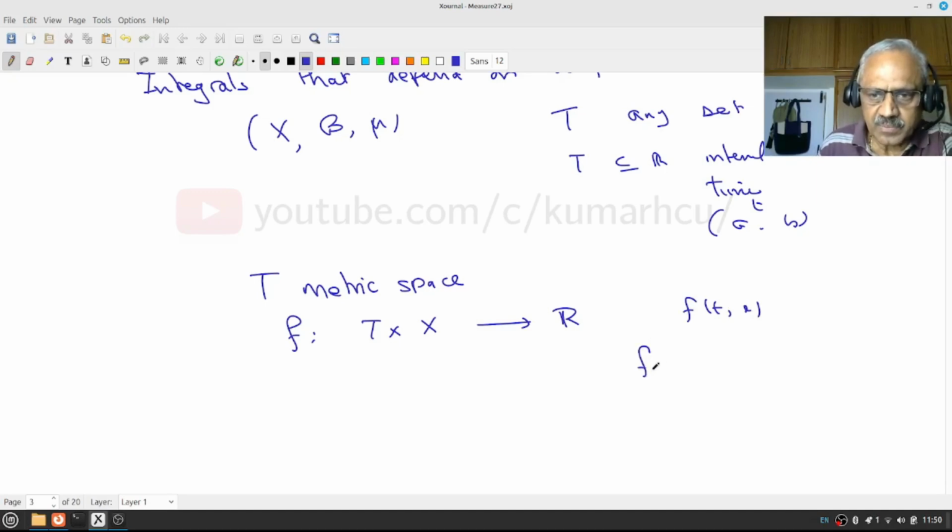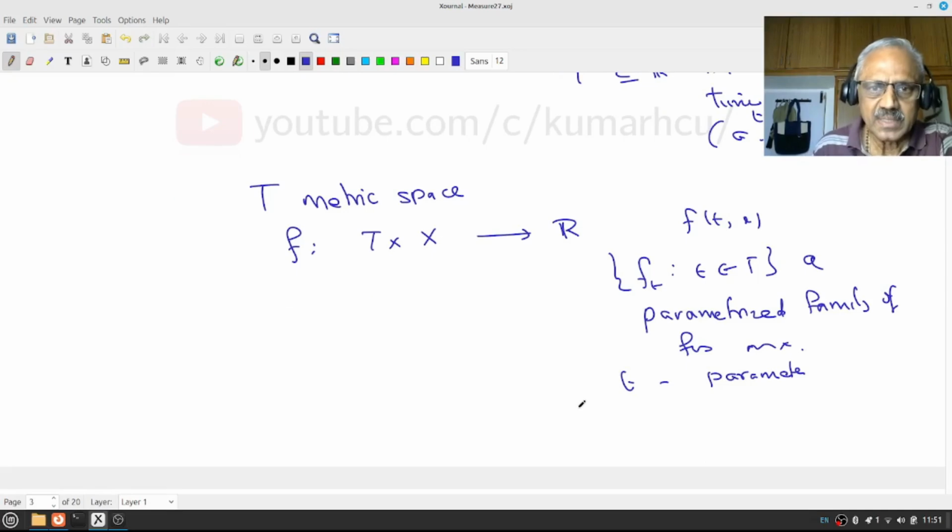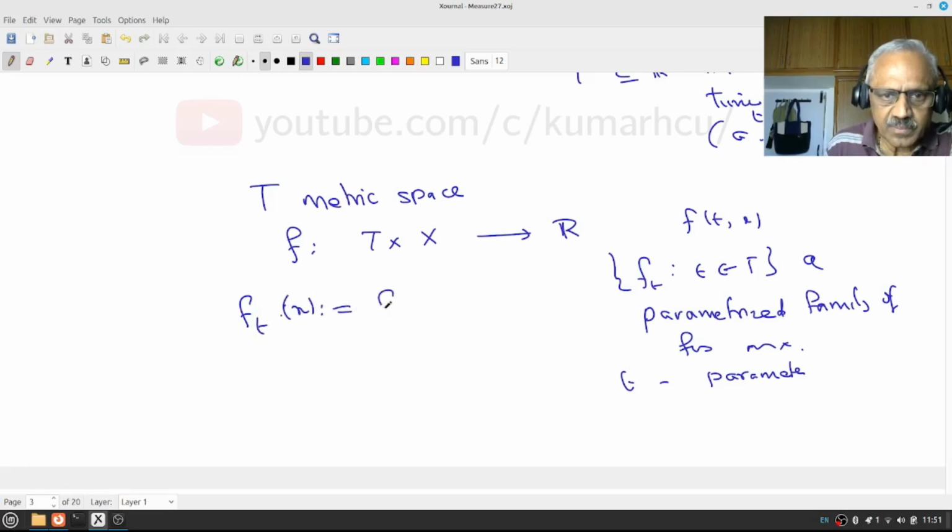One usually thinks of this F_t as a parametrized family of functions on X, and t is called the parameter. That's why we will think of this as a time parameter. So for each t, F_t of x by definition is F of (t, x). I wrote F_t without even explaining. Therefore this F_t, for each t in T, is a family of functions from X to R.